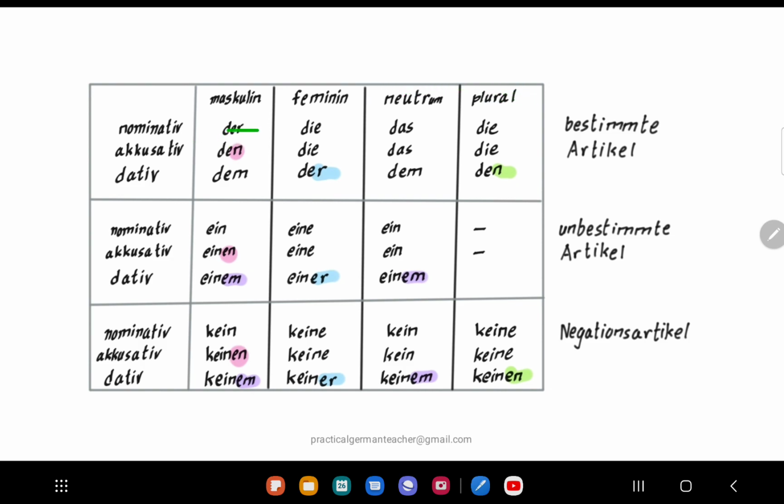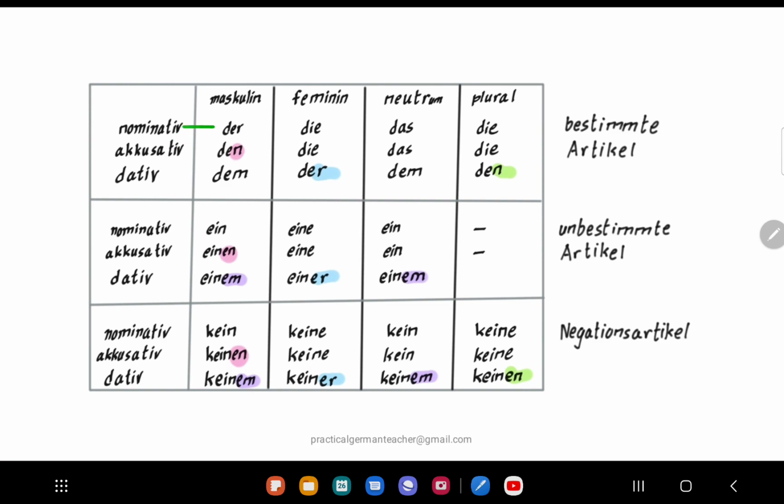All right, let's look at this one. Masculine nominative. Before, all you knew was that there is der, die, das, and die. Der is for masculine, die is for feminine, das is for neutrum, die is for plural. So you just have to remember that feminine and plural are the same: die.